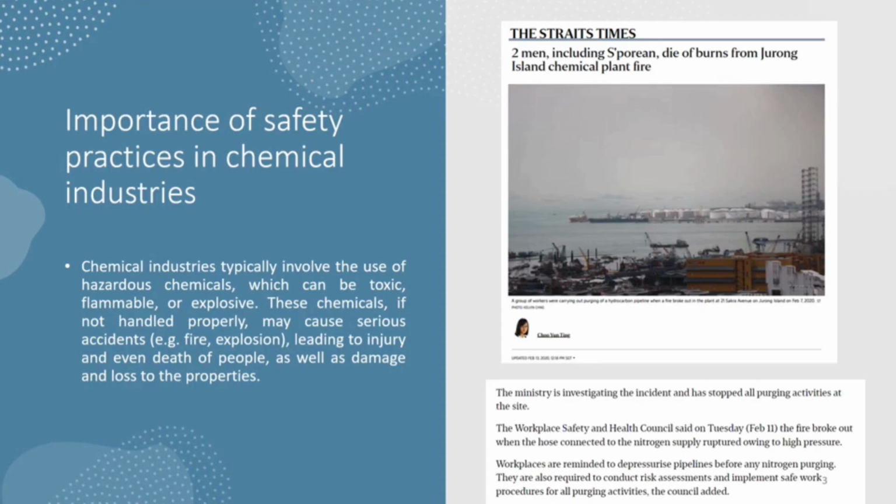Locally, we also see such accidents happening. For example, you might still remember the Jurong Island chemical plant fire, which happened in 2020. So upon investigation, they found out that the fire broke out when the hose connected to the nitrogen supply ruptured owing to high pressure. So here we are talking about the high pressure generated by the compressible gas. Later on at the subsequent topics, we will also talk about more in depth on the chemical hazard and how to handle them properly.